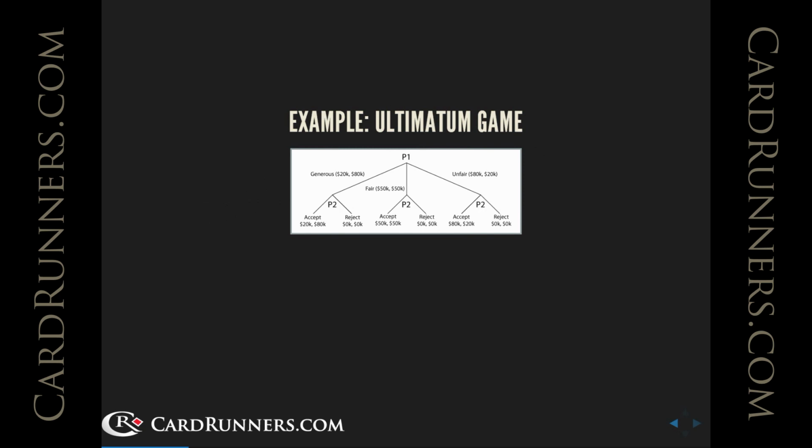This is a famous game, studied a lot, experimentally, theoretically, all sorts of ways. The basic idea is very simple. Two people are going to split $100,000, and player 1 gets to make a generous, fair, or unfair offer. He can offer his opponent $80K, and he'll keep $20K for himself. I always write player 1's payoff on the left here. He can offer a fair offer where they both get $50K, or he can offer an unfair offer where he keeps $80K for himself and gives $20K to his opponent.